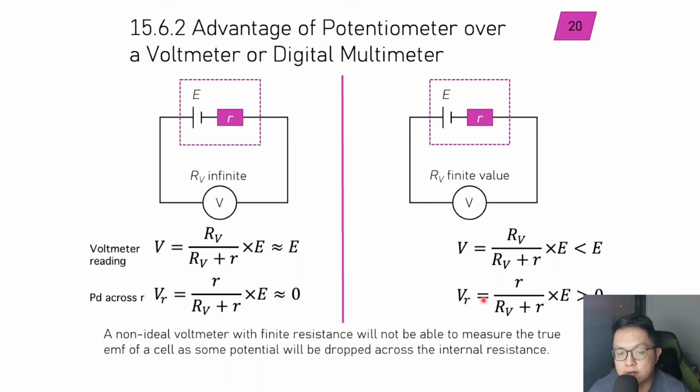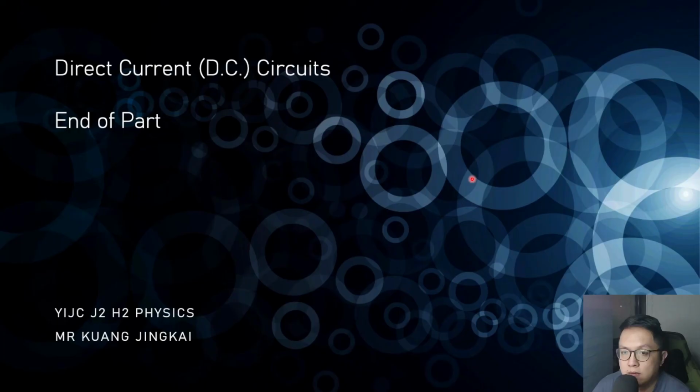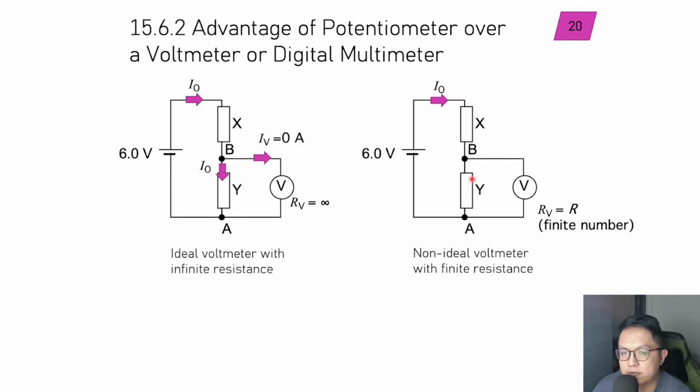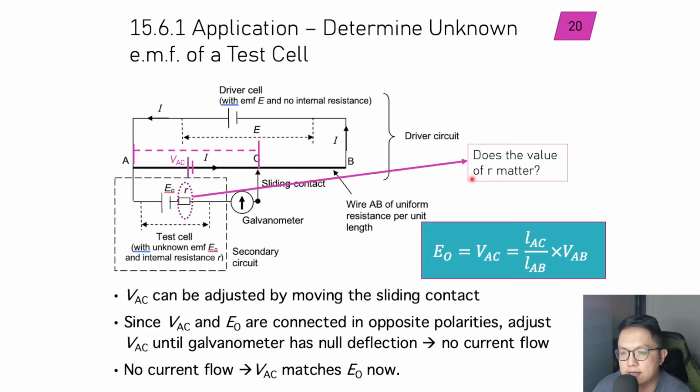The potential difference across the internal resistance will not be 0. So some of the potential drop occurs across the internal resistance if your voltmeter does not have a large enough resistance. This is based on your potential divider concept. So to backtrack a little bit, this is why in this case your potentiometer setup is much better. We just backtrack to the slide over here.